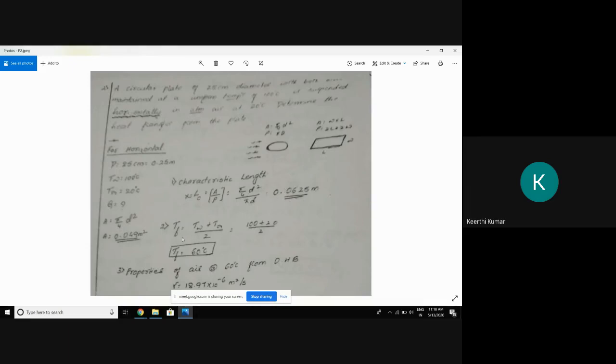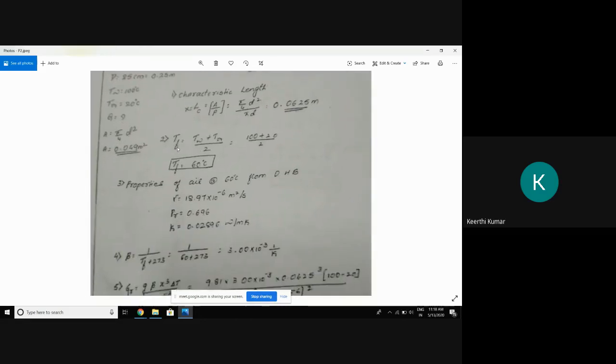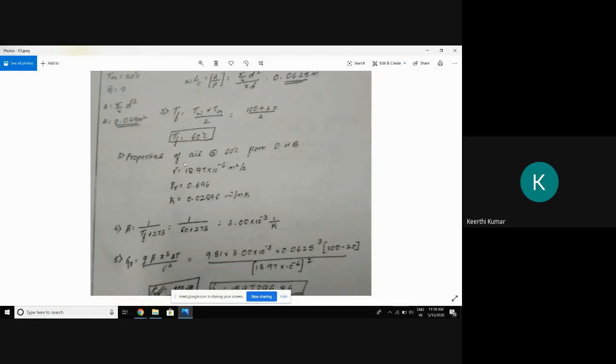Then we'll go for the T film value. T film is nothing but (T wall plus T infinity) by 2. Wall temperature is 100, fluid temperature is 20, divided by 2, so that is 60. Take the properties of air, the properties of the fluid at 60 degrees centigrade. What are the properties we are supposed to take? Kinematic viscosity, Prandtl number, and thermal conductivity. These three are enough. If it is forced convection, we want mu, rho, and specific heat also. But now all those things are eliminated. We are only concentrating on these three.